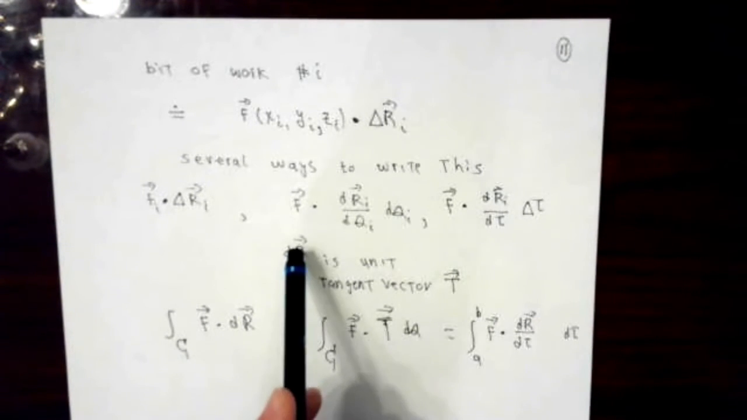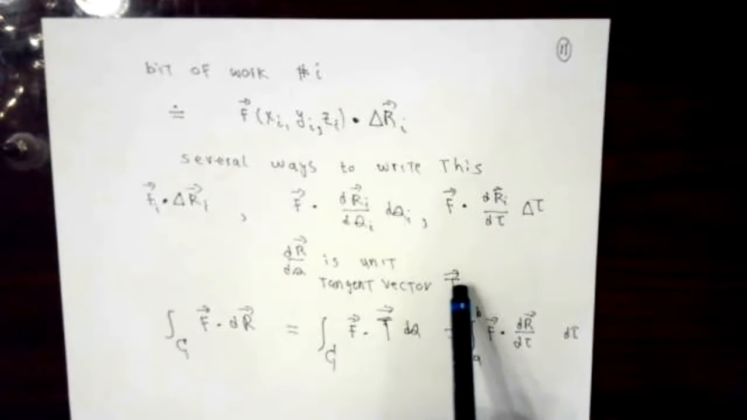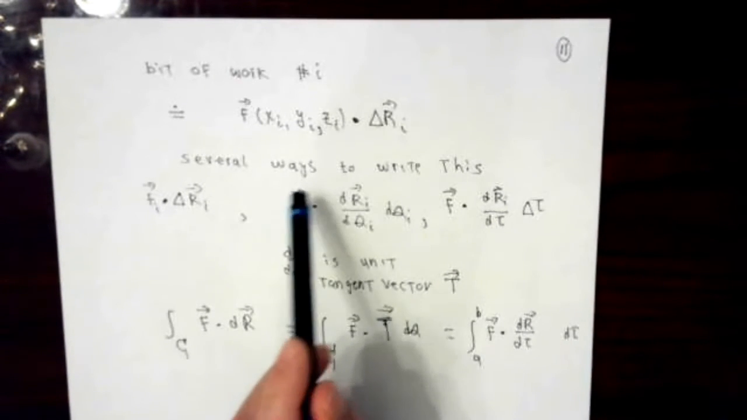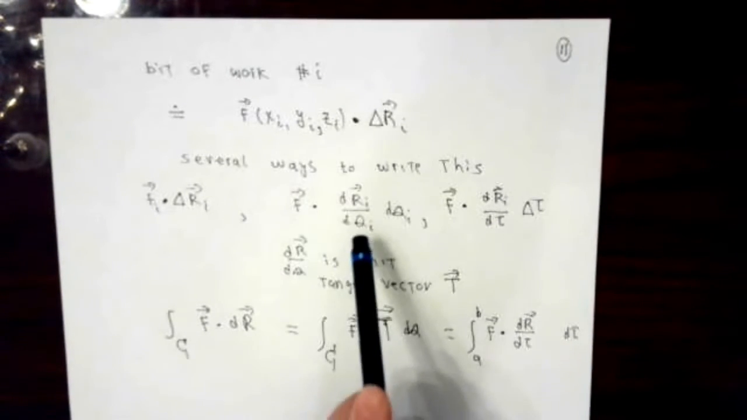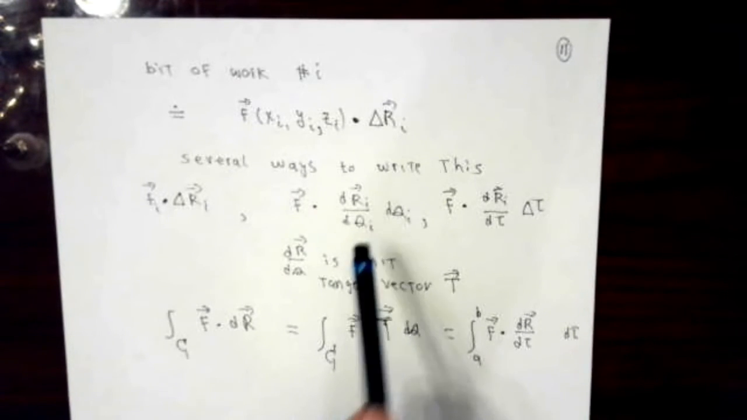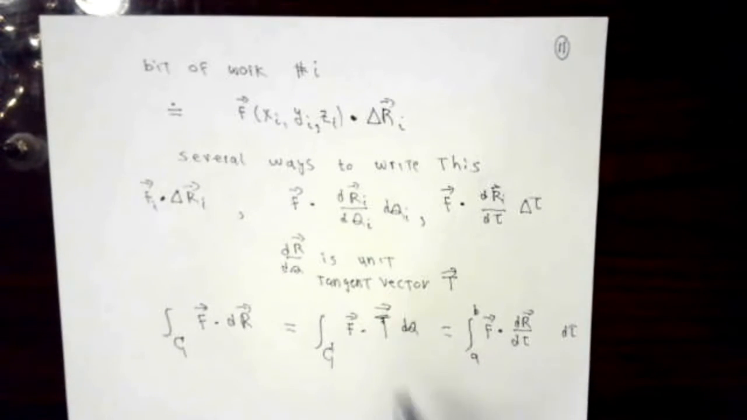Because the derivative of r with respect to s is the unit tangent vector, I could use this format and say the derivative of r with respect to s is the unit tangent vector. So this would be an integral with respect to arc length along the curve of what I get when I dot product the force and the unit tangent vector.